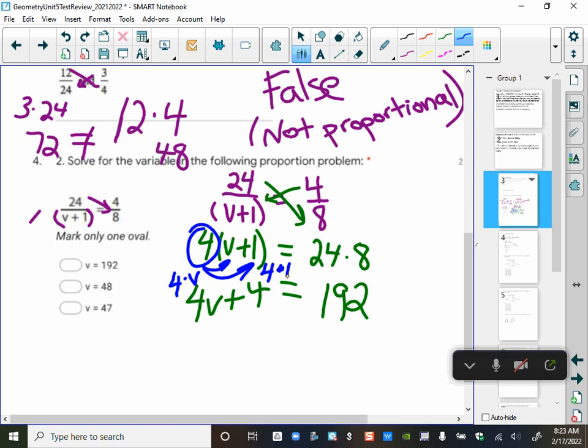All right, what did we get for the value of v? Anybody get the value of v yet? What'd you get, Noah? 47. Do we agree? 47? Do you agree? Front row, do we agree?